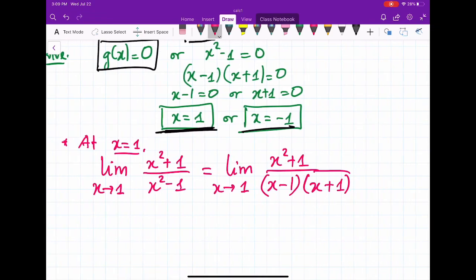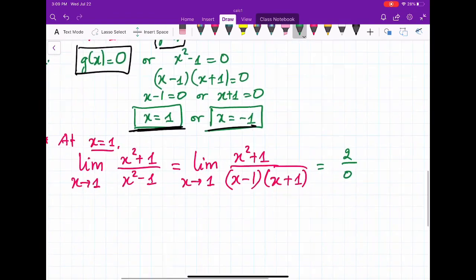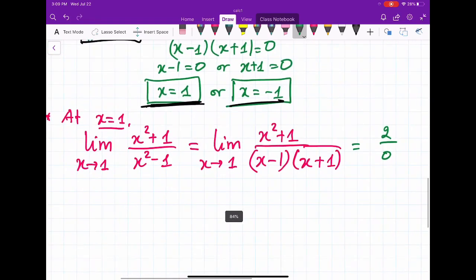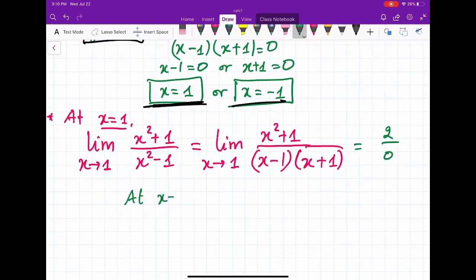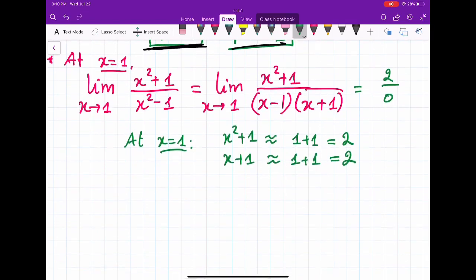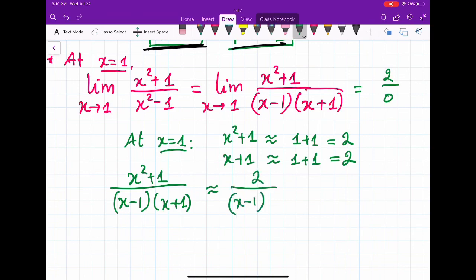We consider a very similar problem like this. You see, when you plug 1 into the function, what do you get? You get 2 over 0, right? So we might think about this. At x equal to 1, x squared plus 1 is similar to 1 plus 1, which is 2. And x plus 1 is similar to 1 plus 1, also 2. So my function (x squared plus 1) over (x minus 1)(x plus 1) is similar to 2 over (x minus 1) times 2, which is 1 over x minus 1.